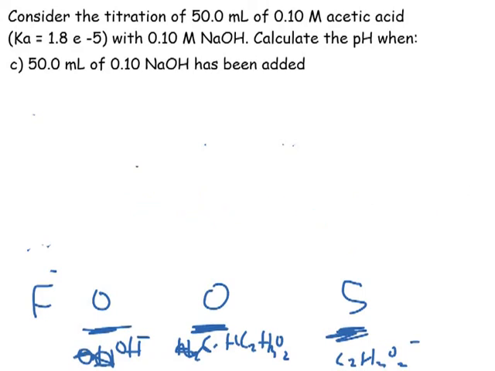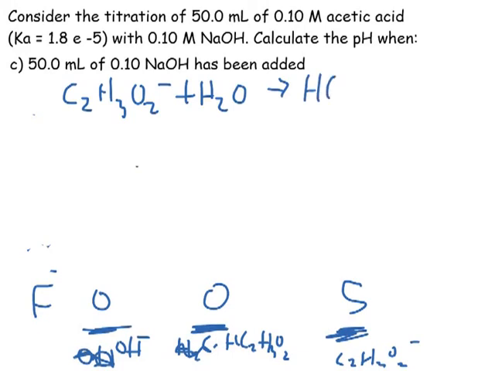Okay. So what happens from here? Well, now we have to worry about the reverse reaction. The acetate is going to react with the water to form acetic acid and hydroxide. Okay, I know that's a little weird, but just go with it. Just remember, this is just the reverse of what we just went over.